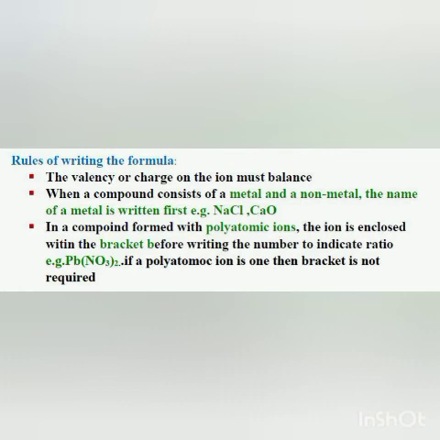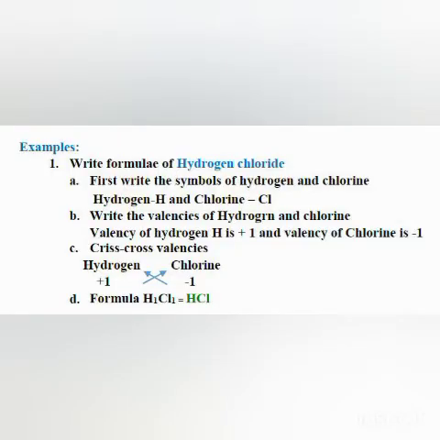Now how will we write the formula? Let us write the formula of hydrogen chloride. What is the first step? First we write the symbols of the elements. There are two elements, hydrogen and chlorine. You can see here in A, the hydrogen symbol is H and the chlorine symbol is Cl.